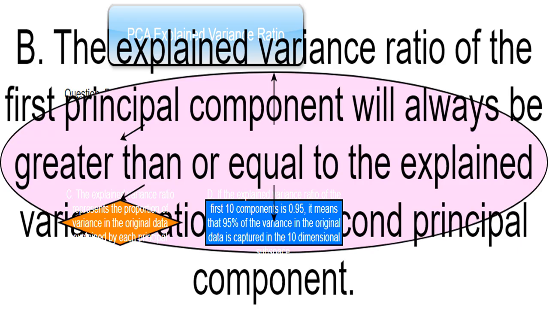This means the first principal component, the direction that best represents the data, will always capture at least as much variance as the second one. It's like finding the best line of fit through your data first and then the next best one. The first one is always at least as good at describing the spread of the data as the next one.